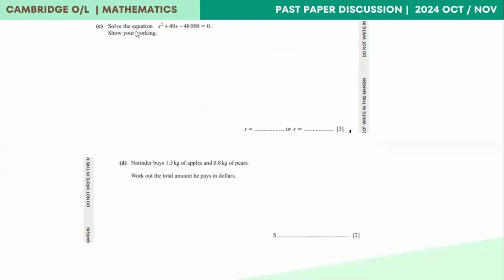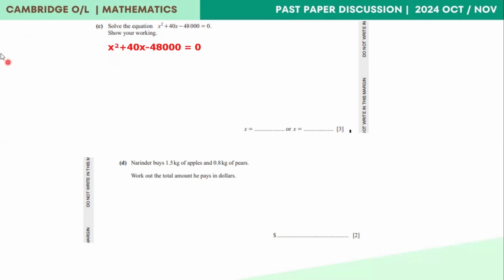The question: solve the equation x square plus 40x minus 48,000 equals 0. Show your working. So we can write this again: x square plus 40x minus 48,000 equals 0. Usually we use the formula and find the value of x. But here they are just all solved, which means we have factors that can give this answer.